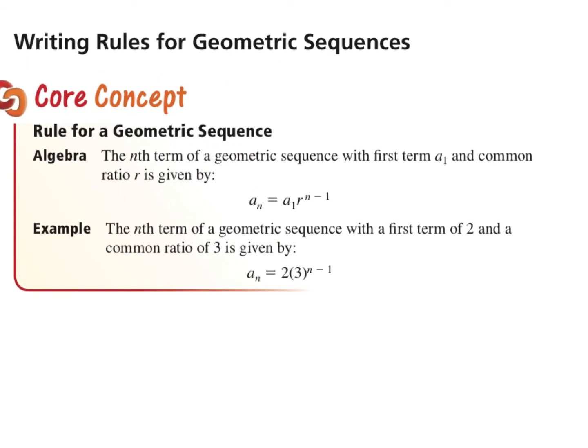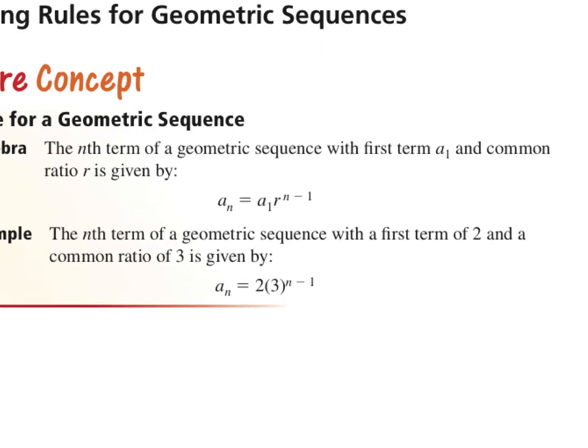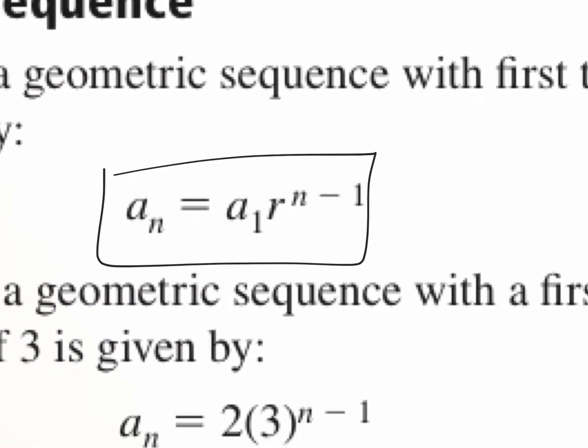All right. So next we're going to be writing a rule for a geometric sequence. The nth term of a geometric sequence with first term a sub 1 and common ratio r is given by this. So this is our formula to find the rule for a geometric sequence. Once we find our rule, plug in everything we need, then we can find any term of our sequence that we need. We can find the 100th term, the 1000th term. Since we're multiplying by a constant number, it would be a really, really big number, but we could definitely still do it.